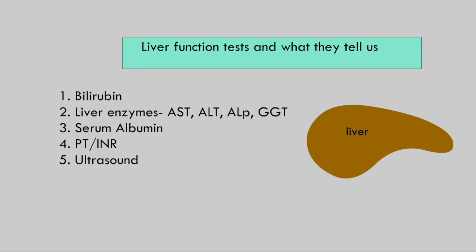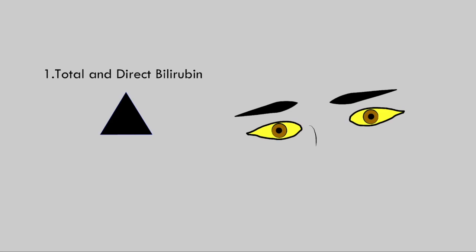Liver function tests include bilirubin, liver enzymes like AST, ALT, ALP, GGT, albumin, PT-INR, and ultrasound. If the total and direct bilirubin are elevated, the person presents with jaundice.